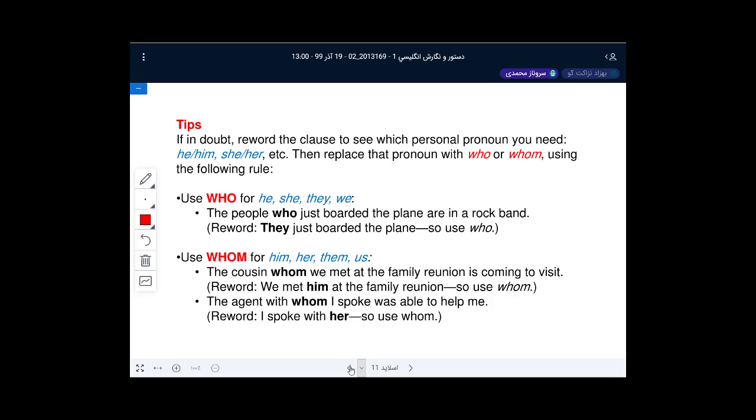Use who for he, she, they, we. The people who just boarded the plane are in a rock band. Reword: They just boarded the plane, so use who. Use whom for him, her, them, us. The cousin whom we met at the family reunion is coming to visit. Reword: We met him at the family reunion, so use whom. The agent with whom I spoke was able to help me. Reword: I spoke with her, so use whom. Very good.